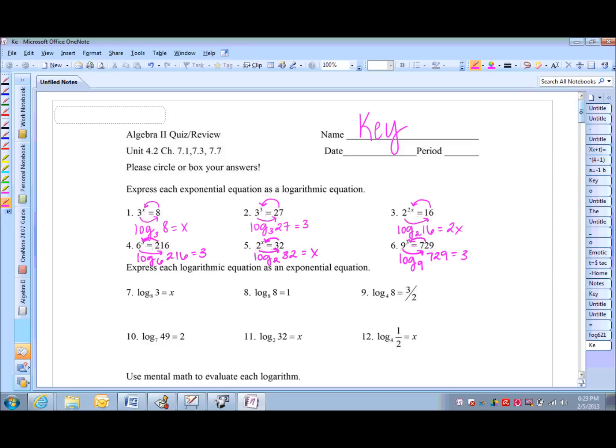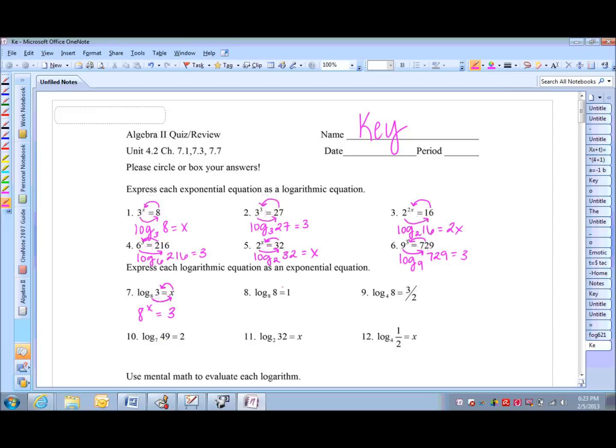Okay, now in the second set of directions, they ask us to express each logarithmic equation as an exponential equation. So we're doing the opposite this time, but the process is still the same. We're going to do the log roll. But we start off with our base, which in these logarithmic equations is the smaller number right next to the word log. So in problem 7, our base is 8. We go to the x, and then from the x we go back up to the 3. So our answer becomes 8 raised to the x equals 3.